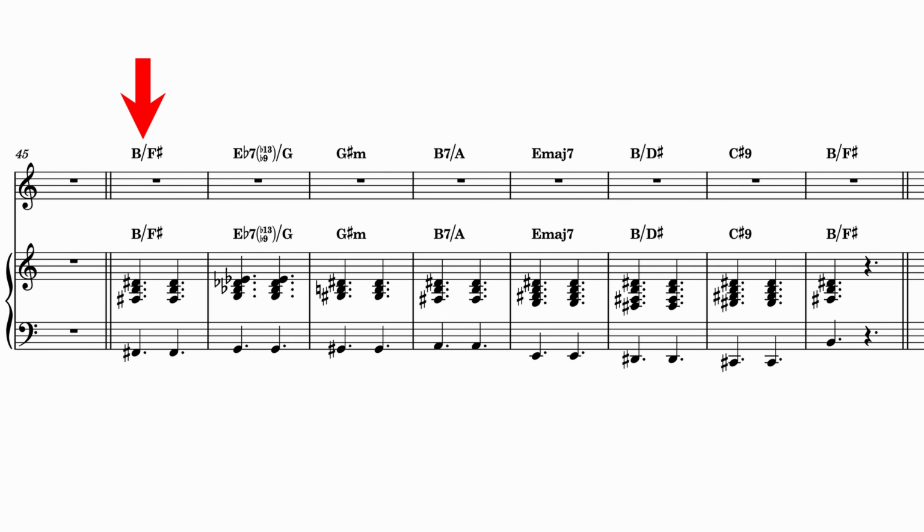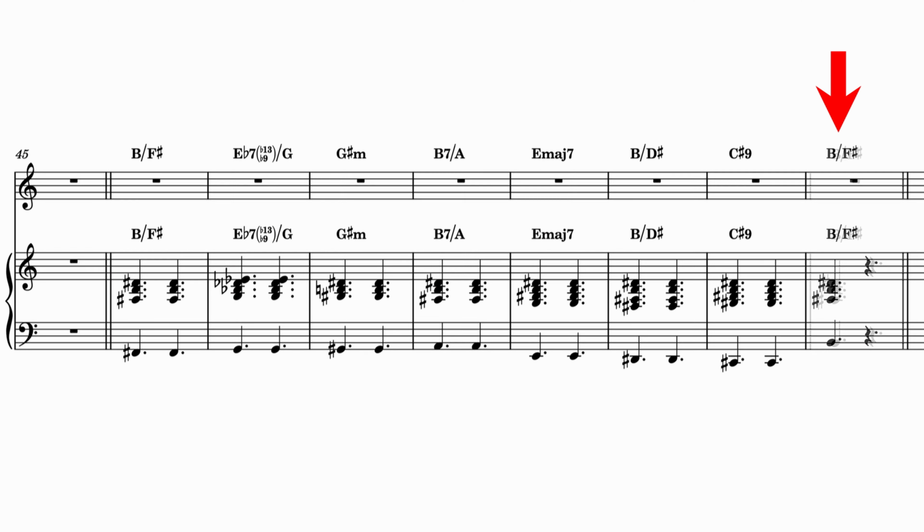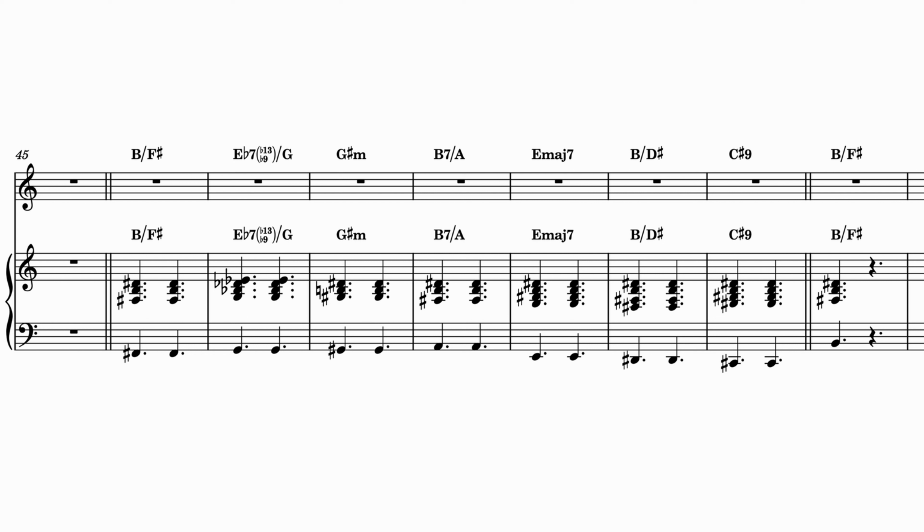And in this version, when we loop back to the beginning, there's an interesting conflict between the melody and the chords. Because this first chord is in second inversion, if we only play the chords, it kind of feels like this is actually the last bar of an 8-bar phrase. But when the melody is played at the same time, it's clear that this B chord is actually the first bar of a 7-bar phrase.